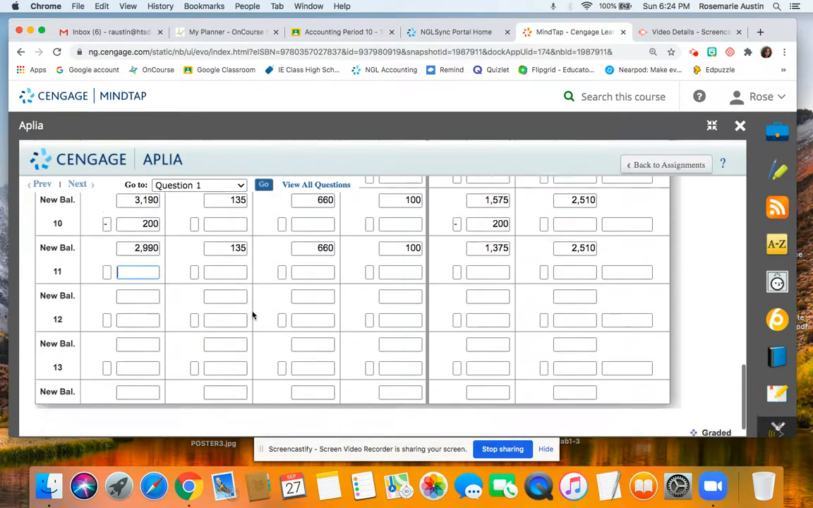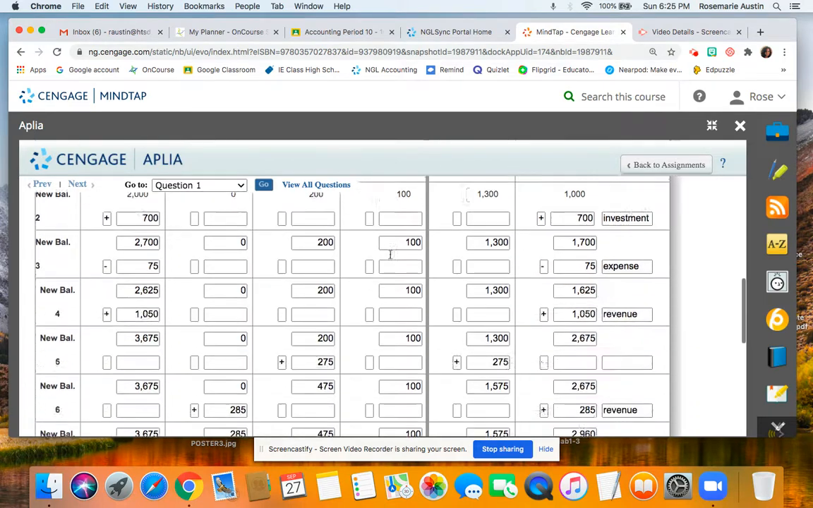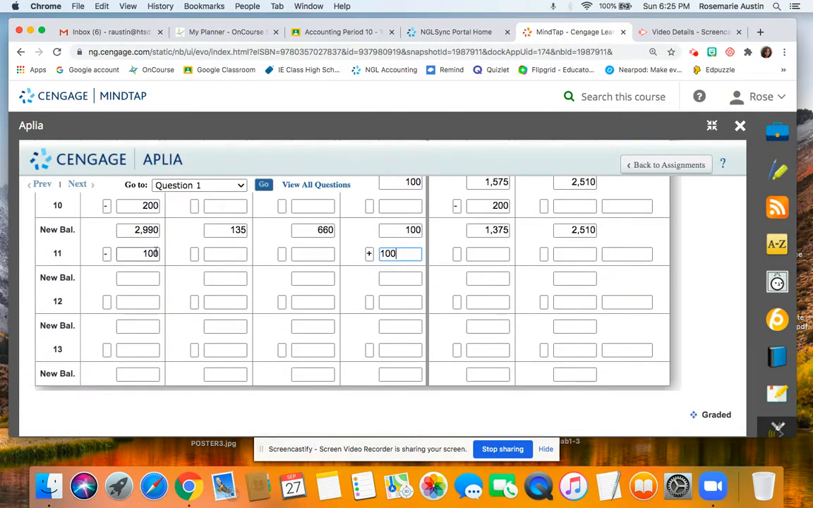Okay, so you are subtracting 100 from cash. You're going to increase insurance by 100. Just for that's insurance. Yes, it is. Okay. All right. So your new balance is $28.90, $135 for Dr. Chpt, $660 for supplies, $200 now for cash. $200 for insurance now, and $13.75 still for Pause and Clause, and $25.10 for owner's equity.